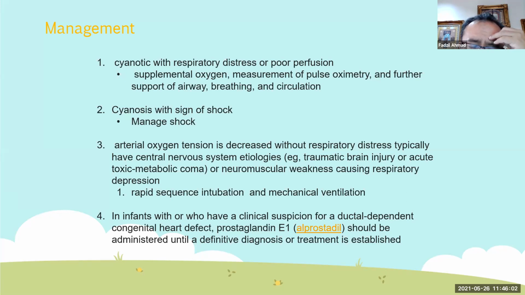So because of the certain disease like TGA, the ductus persists. They didn't close. We have to make the ductus persist by giving the prostaglandin. We prevent the ductus from closing. If the ductus is closed, the baby is going to die. Okay.